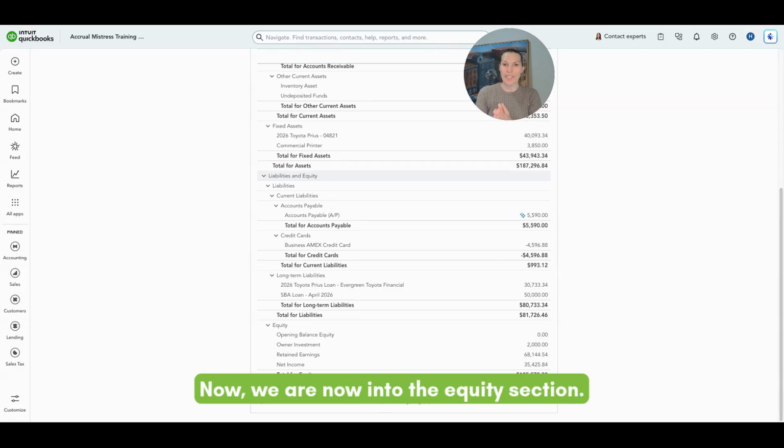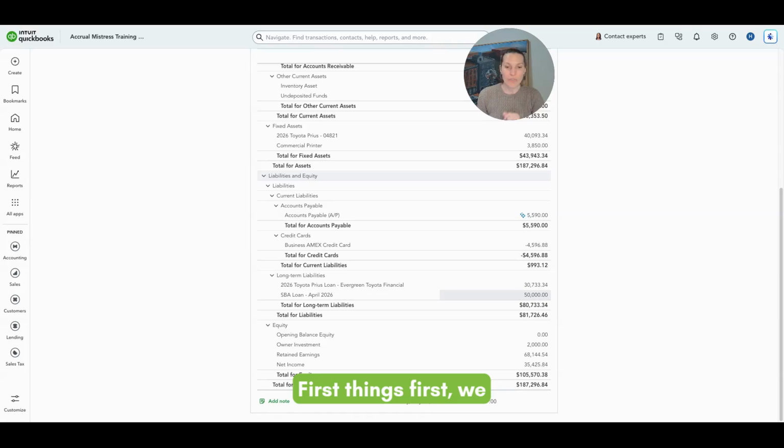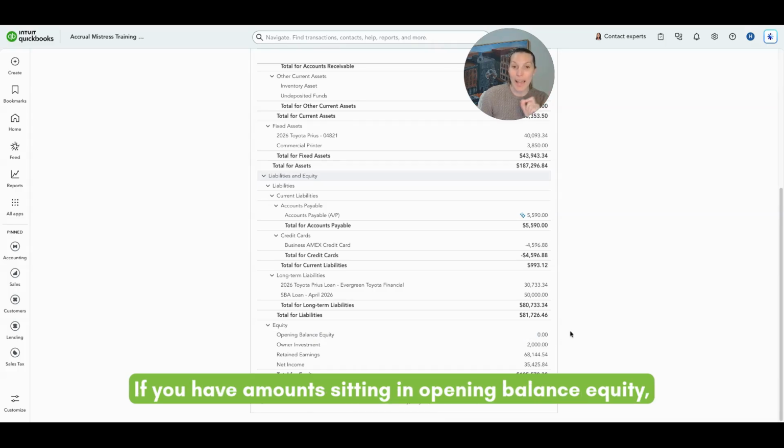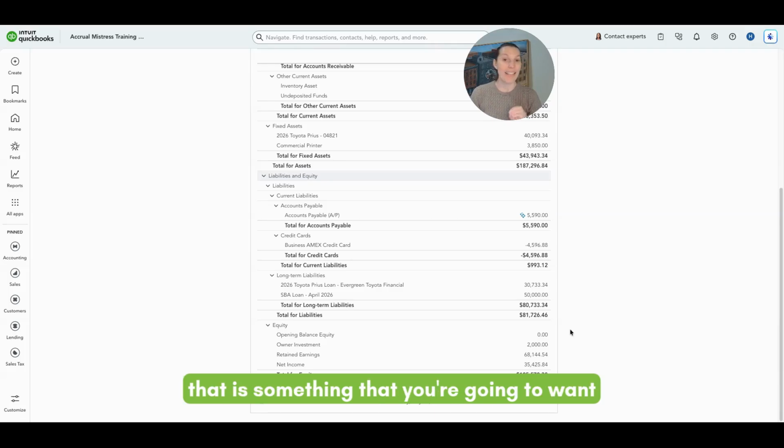Now, we are now into the equity section. Now, the equity section really does kind of play by its own rules, okay? First things first, we don't actually want to see any amount sitting in opening balance equity. If you have amounts sitting in opening balance equity, that is something that you're going to want to analyze and look at and ultimately correct.